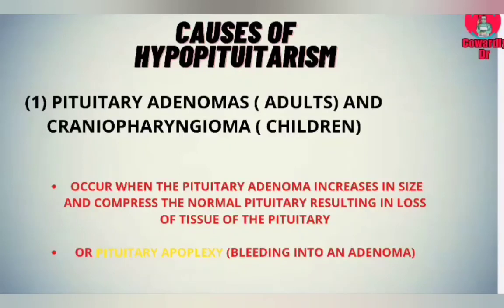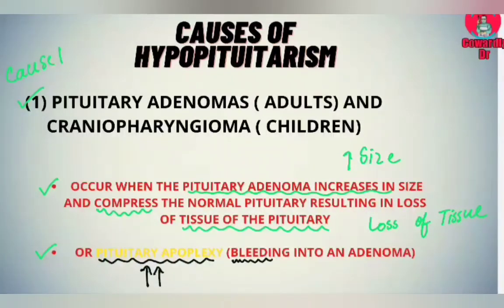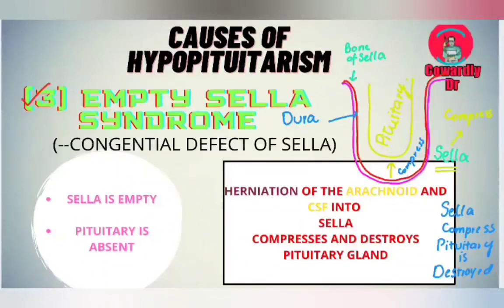Now we will discuss the causes of the hypopituitarism in a little bit more detail. The cause 1 was the pituitary adenoma in the adults or the craniopharyngioma in the children. What will happen is that they occur when the pituitary adenoma increases in size and compresses the normal pituitary. So there will be loss of tissue of the pituitary, or it can cause pituitary apoplexy. In the pituitary apoplexy, there will be bleeding, blood into an adenoma.